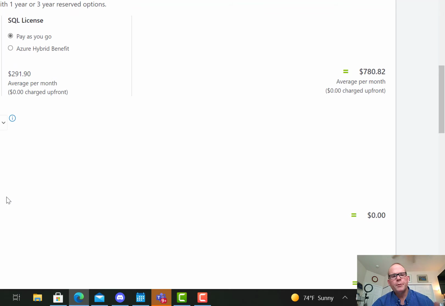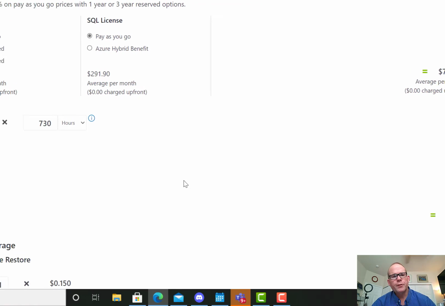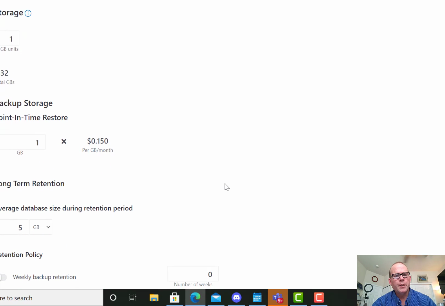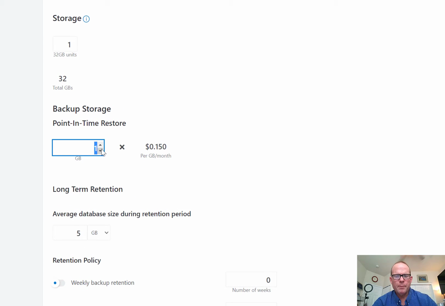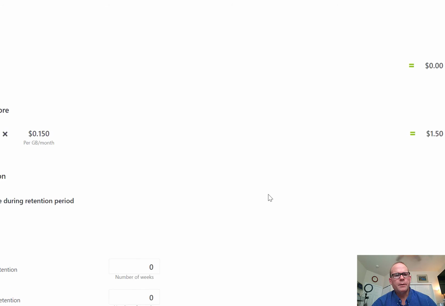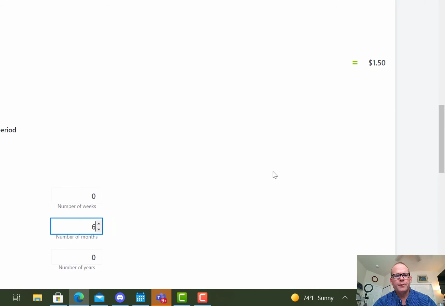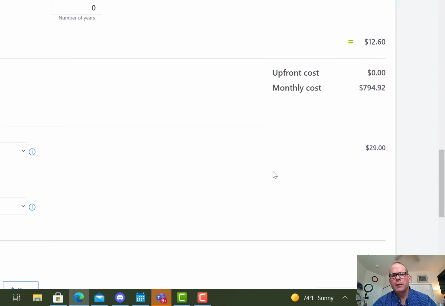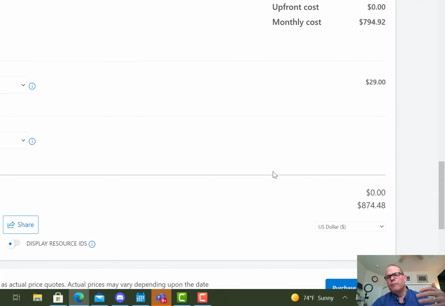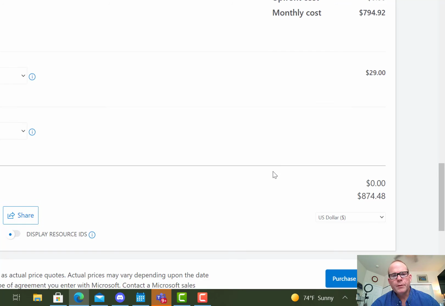The other thing is this assumes that they're using it 100% of the time, for 730 hours per month, which seems unlikely. We're going to do 1 instance. We're going to do the default storage because they only have a 2 gig instance. I'm going to go ahead and back up 10 gigs a month because it's super cheap. We'll say the average retention period is 20 gigs. And we're going to do monthly retention for 6 months. Okay, so as you can see, the total cost here for the blob storage, the data lake, and for the managed instance, is $874.